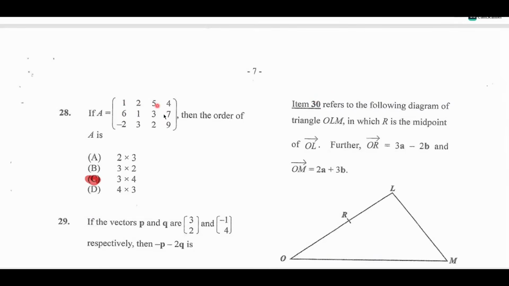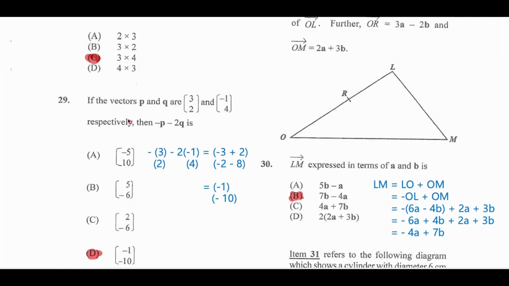If A is equal to all of this, which I'm not going to read, then the order of A is... well, we know order is the number of rows by number of columns. How many rows do we have? We have 3 rows, and we have 4 columns, so it's 3 by 4.